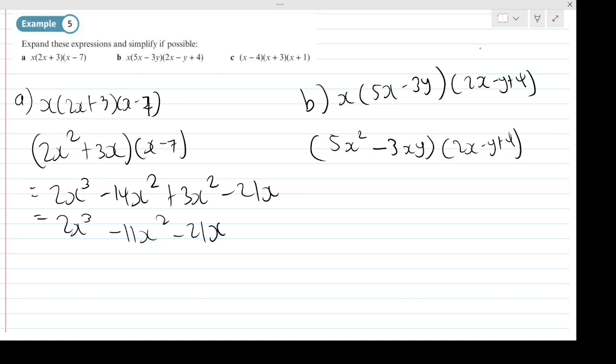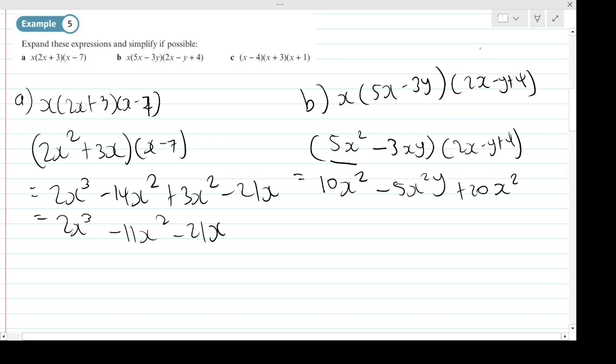And again, it looks like a slightly trickier sort of bracket because we have three terms here, but we do the same sort of process. So firstly, the 5x squared term times every term in the other bracket. So 5x squared times 2x is 10x squared. Then we're going to have 5x squared times minus y. That's going to be minus 5x squared y. Then we have 5x squared times 4. That's going to be plus 20x squared.